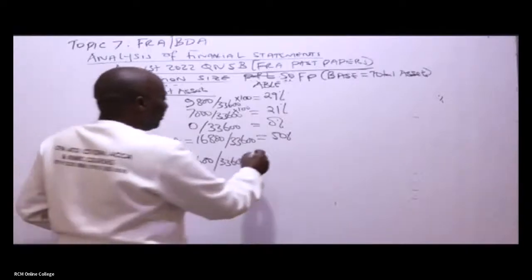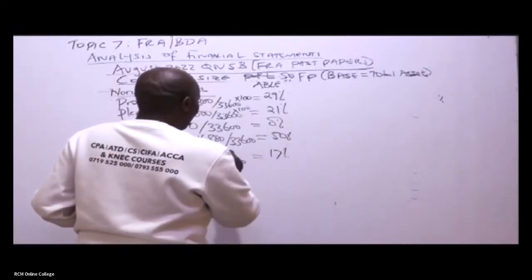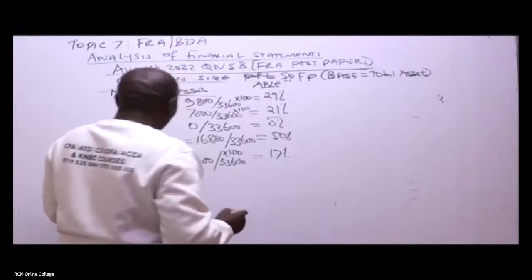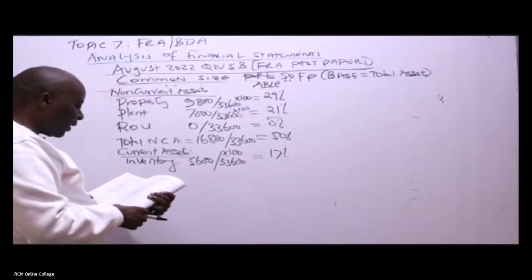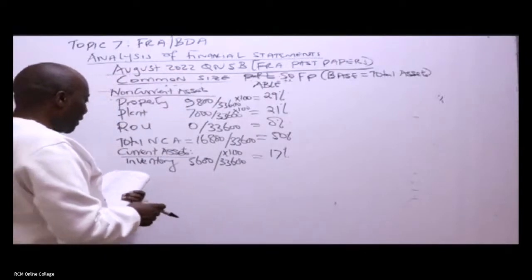17%. 17%. From there, ladies and gentlemen, I will be able to pretty fast pick the next one, which is receivables.